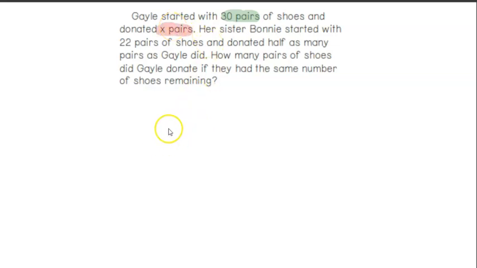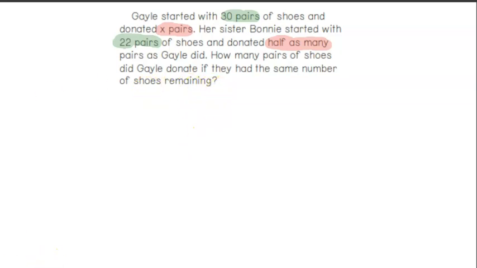She donated x pairs. Her sister Bonnie started with 22 pairs of shoes, and she donated half as many as Gail did. So half of that x. Half as many. How many pairs of shoes did Gail donate if they had the same number of shoes remaining?